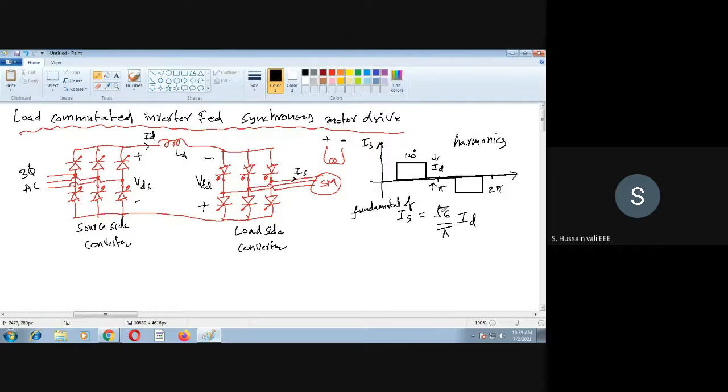Now one more thing, I hope you remember. For example, this firing angle is alpha 1, this firing angle is alpha 2. Then what is the relationship between alpha 1 and alpha 2? I hope you remember this relationship also. Alpha 1 plus alpha 2 is equal to 180 degrees.